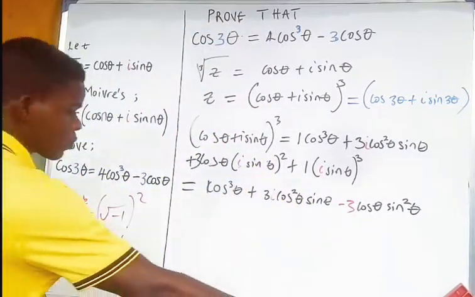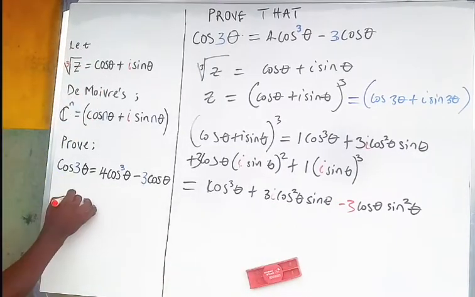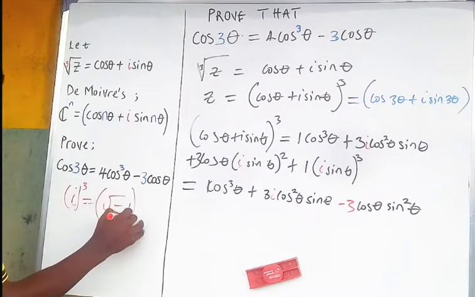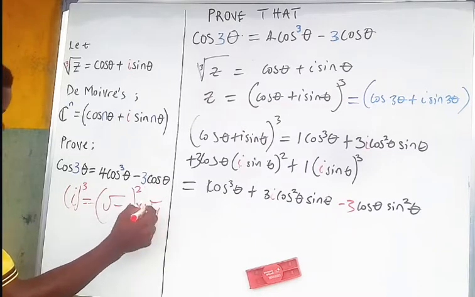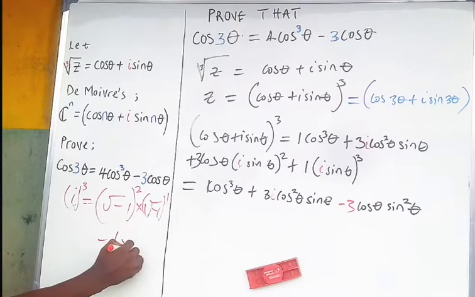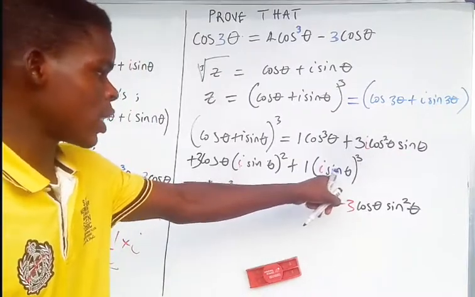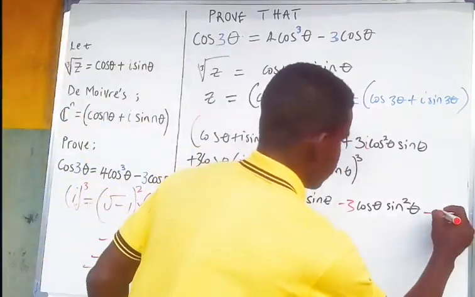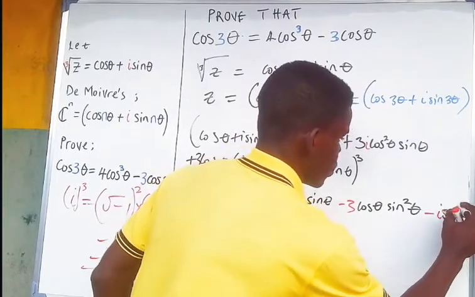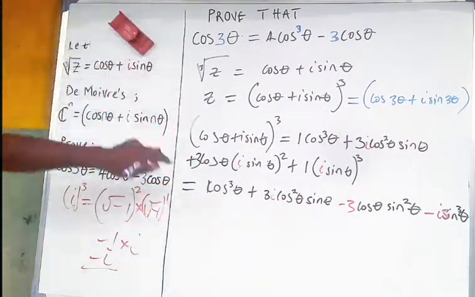Still have one more problem here. Let's check for i to the third power. i is the square root of negative 1, so i to the third power would be the square root of negative 1 to the second power times the square root of negative 1 to the first power. This to the second power gave us negative 1, and this is i, so that gives negative i. That will be negative i sine cube theta. Now we've finished expanding this.